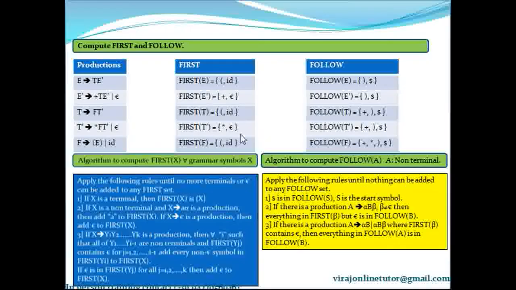Clear? So I'll again explain to you all how to compute this first. So let's compute first of F. So this is of the form Y1, Y2, Y3. First of open bracket is open bracket, which does not contain epsilon, so I stop. Take the next option. First of id is id, so that computes first of F. Then let's compute first of T dash. So this is of the form Y1, Y2, Y3. First of asterisk is asterisk, which does not contain epsilon, so I stop. Go to the next option. First of epsilon is epsilon, so place epsilon here.